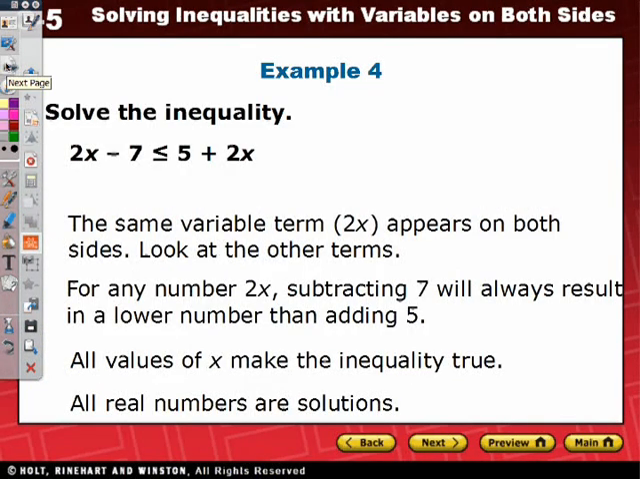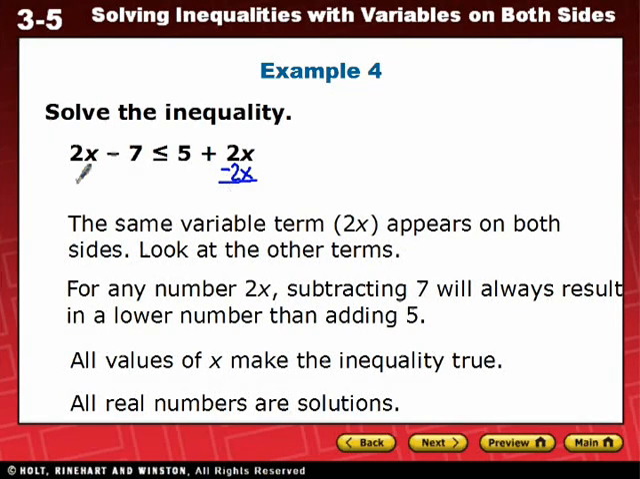2x minus 7 is less than or equal to 5 plus 2x. Oh, that must be why I had the 2x's in my head, because I've been looking at this slide recently. So we see that same variable term on both sides, for any number 2x, right? When we go to subtract it, try to get our variables together, we end up with nothing, with the variables. So we just have to decide, is negative 7 less than or equal to 5? And it is, so that means that any value of x makes this true.